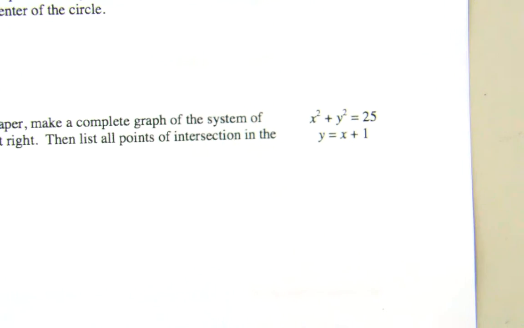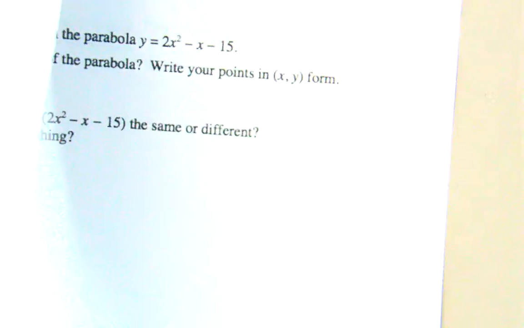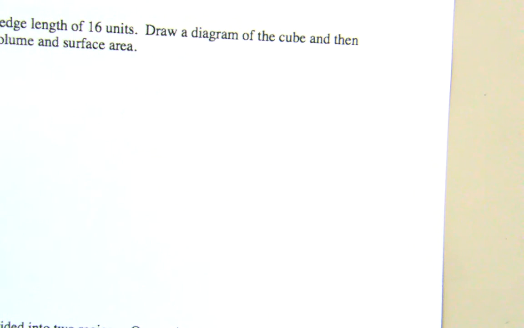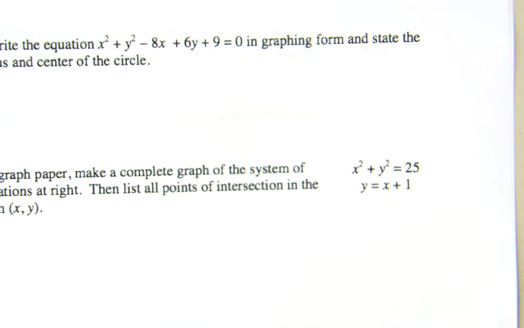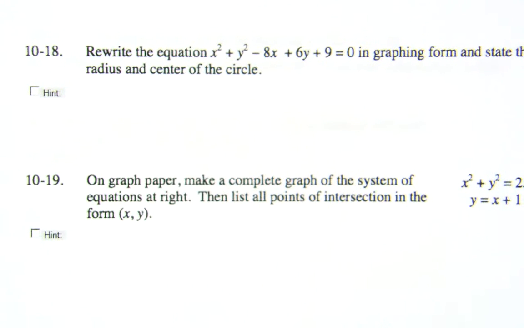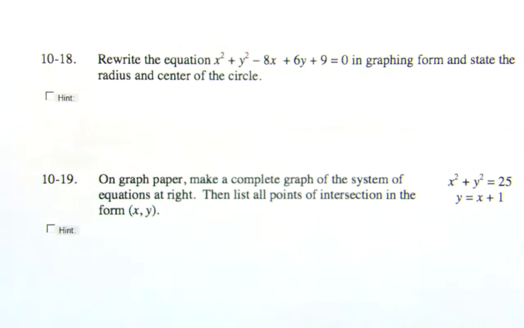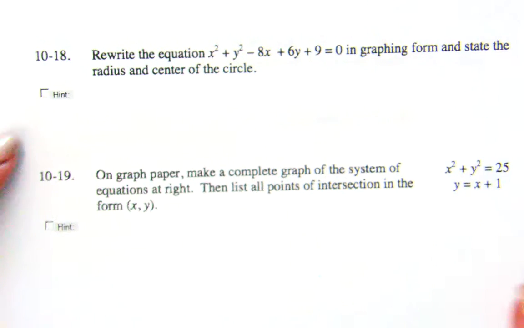Okay, so we're going to do 18 to 25, and I'm pretty sure I'm going to have to stop halfway through and do another video because 24 looks pretty long. First one, rewrite the equation x squared plus y squared minus 8x plus 6y plus 9 in graphing form and state the radius and center of the circle.